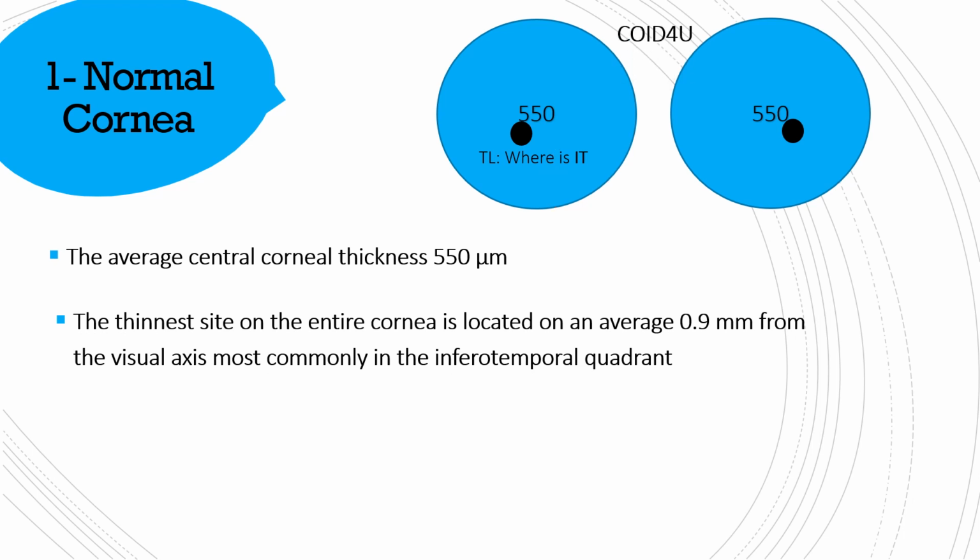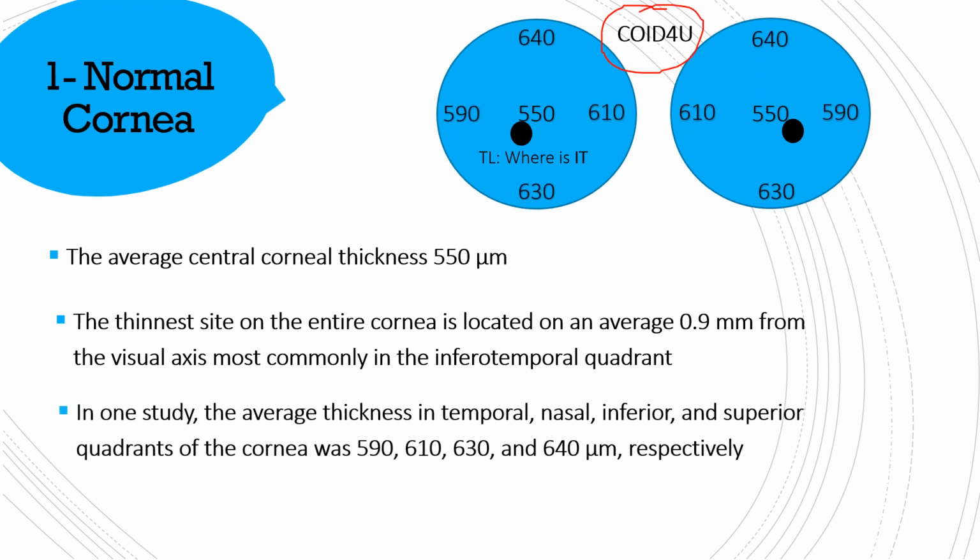And then remember another mnemonic, the coid for you, that after the central, it is the outer which is more thick, then the inner, then the down, and then the up. So that's how the corneal thickness changes from center to the periphery.